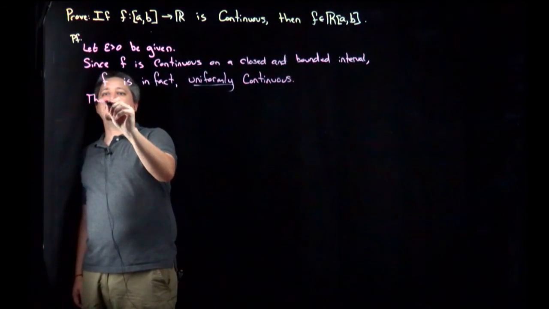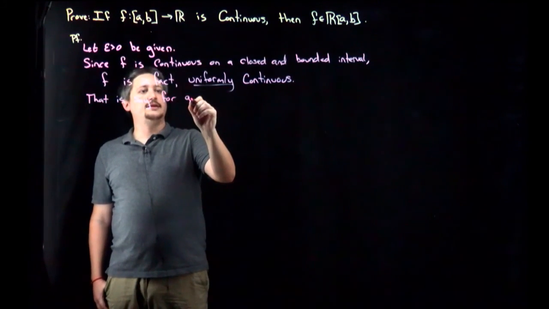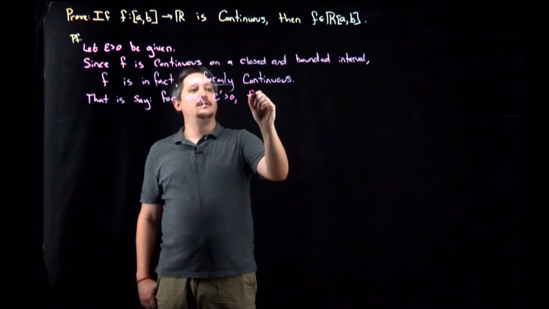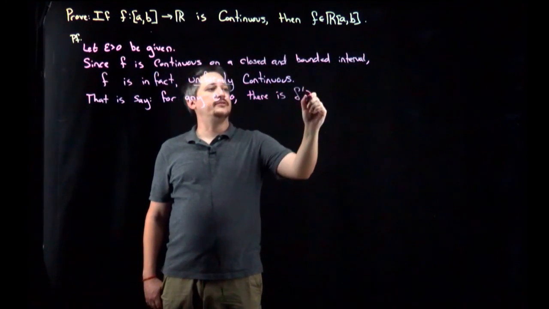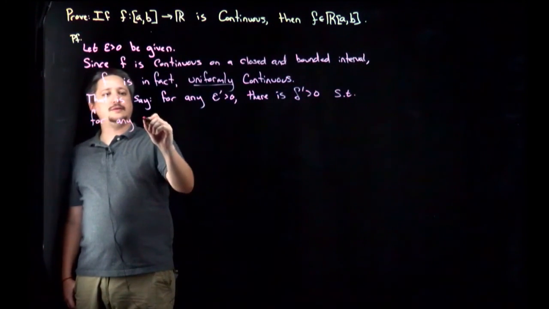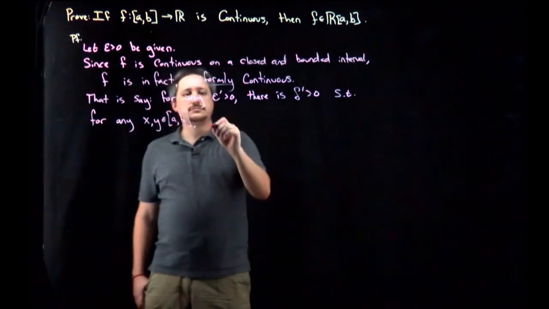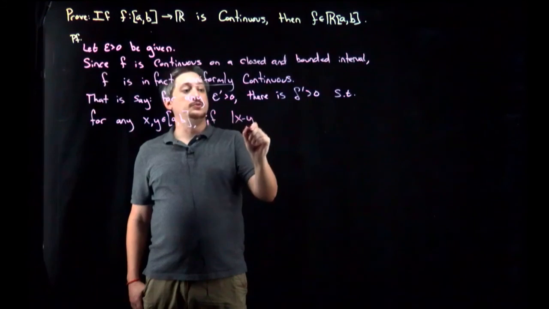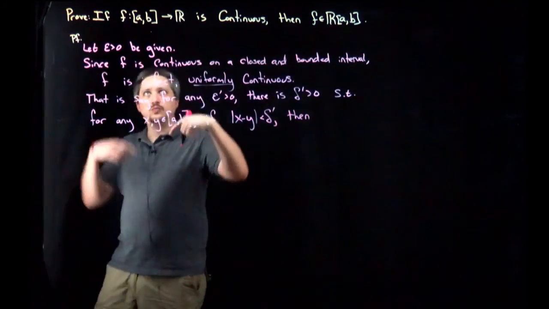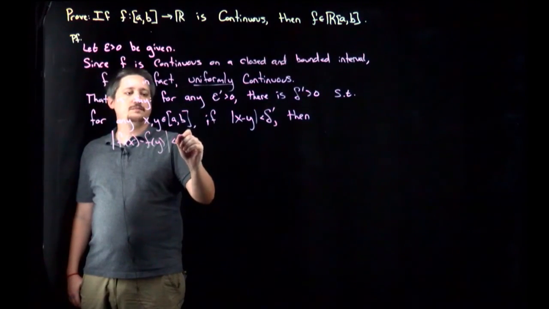So, if you don't remember, that is to say, for any, let's call it epsilon prime, just so I don't confuse it with epsilon, greater than 0, there is a delta prime greater than 0 such that for any x and y in my interval, so here [a, b], if that x and y is suitably close, meaning less than delta prime away, then I have that the image, the f of x and f of y, are close together, i.e. less than epsilon prime.